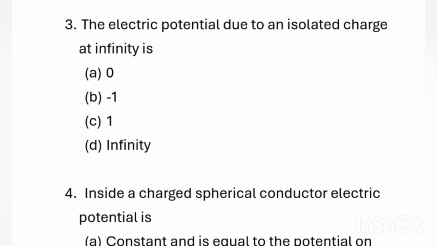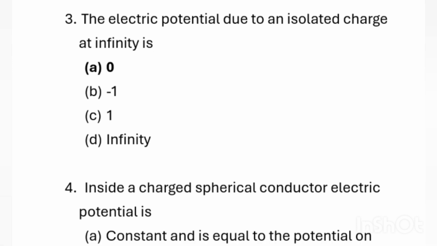Question number 3. The electric potential due to an isolated charge at infinity is option A, 0, option B, -1, option C, 1, option D, infinity. Here the correct answer is option A, 0.